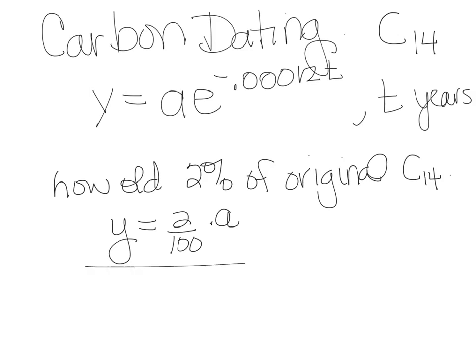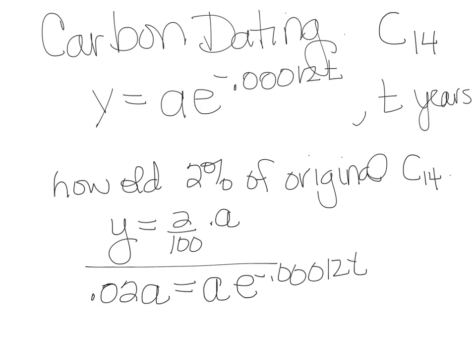So for y, we're going to use 0.02 as 2 over 100. A is equal to the original amount A. See what I've done here? I got the final amount equals the original amount times e to the negative 0.00012t, and I can cross out the a's, and I'm left with 0.02 equals e to the negative 0.00012t. And of course, here we are at this exponential equation. I need to solve it by taking the log of both sides. And of course, I choose to ln both sides.